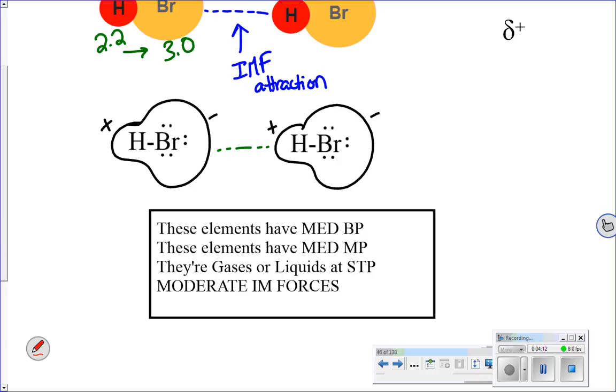These molecules are going to have moderate boiling points and melting points. Some of them will still be gases at STP, but they tend to be able to be made into liquids. Many of them are actually liquids at STP. HCl is actually a liquid at STP, but then very easily vaporizes. They have moderate intermolecular forces, is what's really important here.